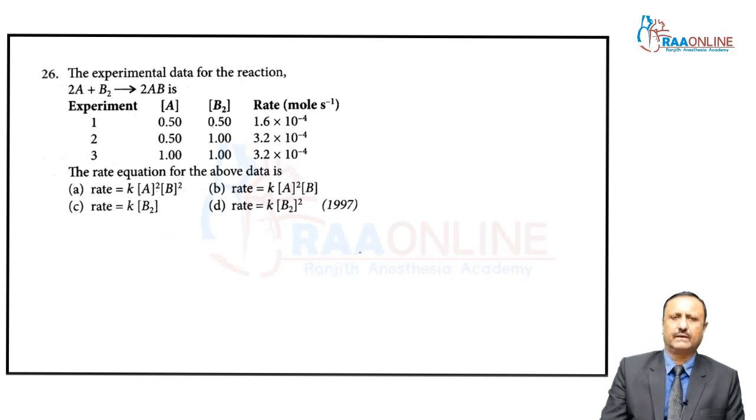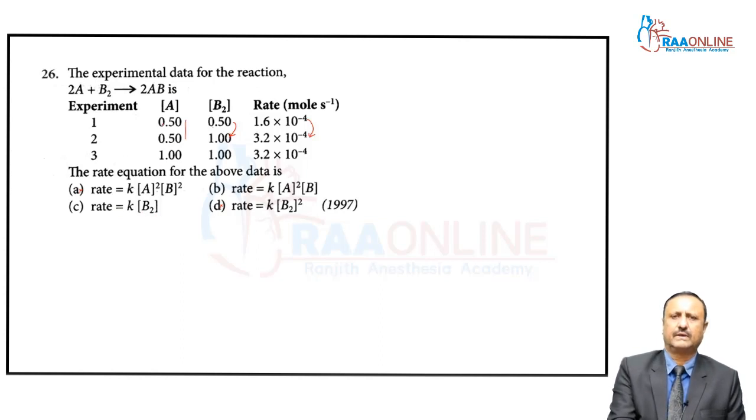The experimental data for the reaction 2A plus B2 gives 2AB is given. My dear students, you can see this experimental data. First of all, you can see A is constant, and here the concentration of B2 is doubled and the rate is doubled. So, for B it is a first order reaction. So, D is not the answer, because in D, B is second order. Here C or B is the answer.